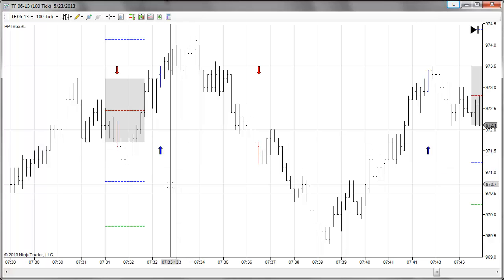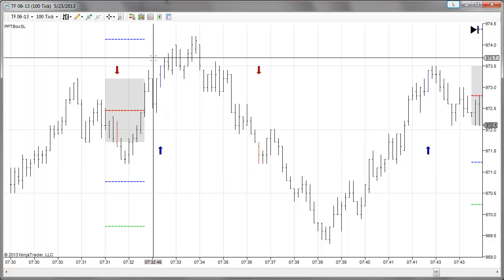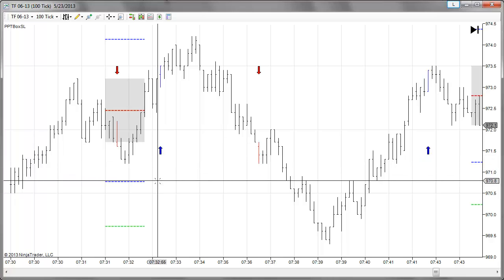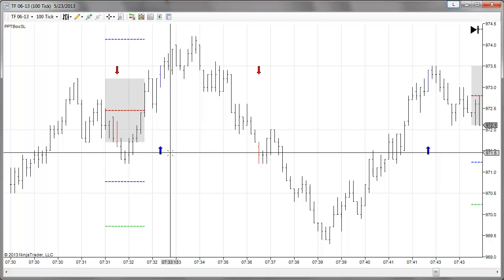So if that's before we get to the blue line, either direction, that's perfectly fine. You don't have to take profits at the blue line. You can take a couple ticks. You could take on the Russell, you could take a half point. Whatever you feel comfortable doing.